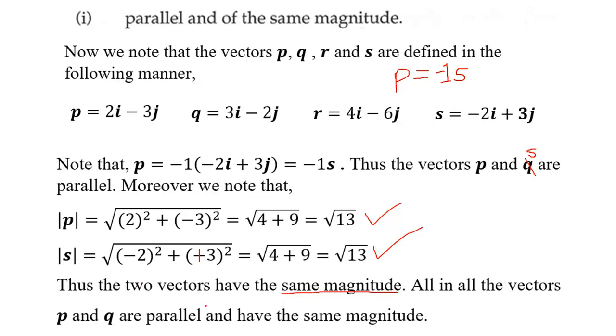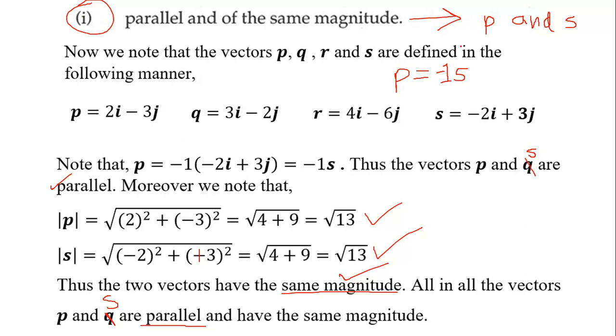All in all, the vectors P and S, not Q, are parallel, like we saw in the first point, and they have the same magnitude. So it fulfills our criteria. So the vectors that we're looking for in this particular answer are the vector P and the vector S.